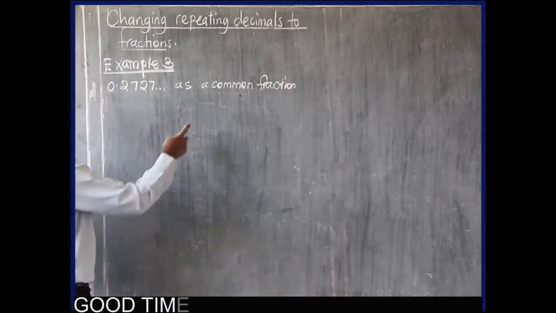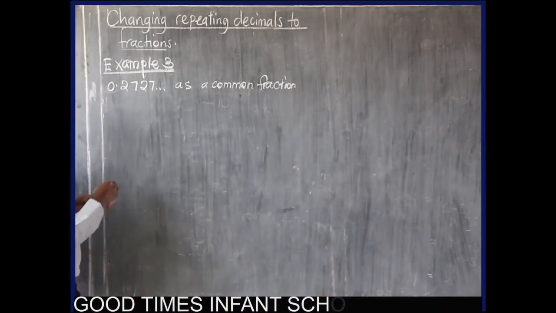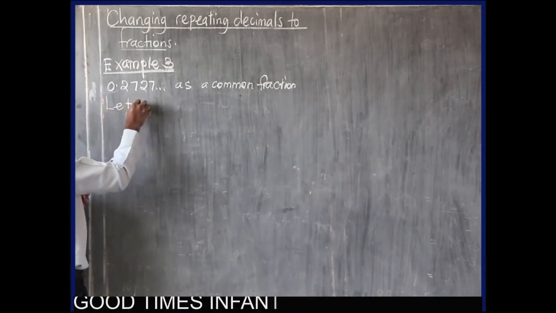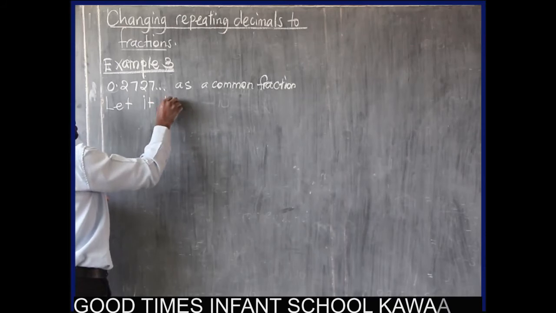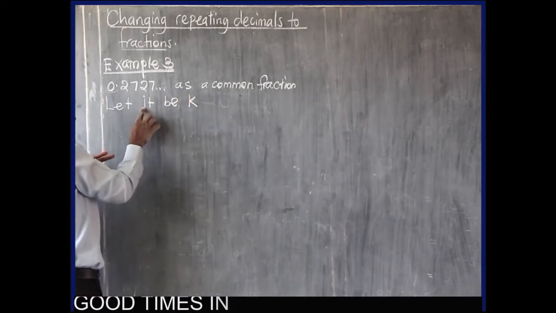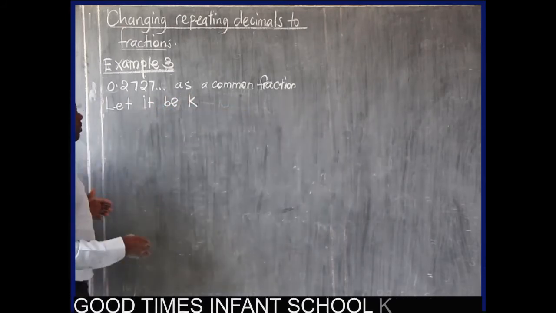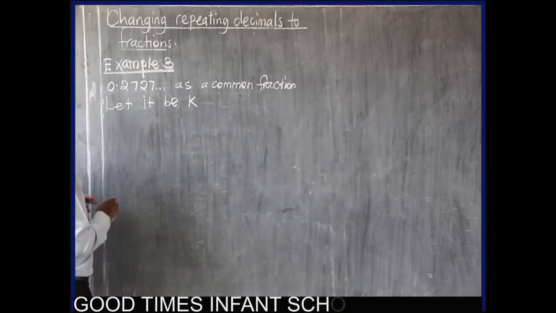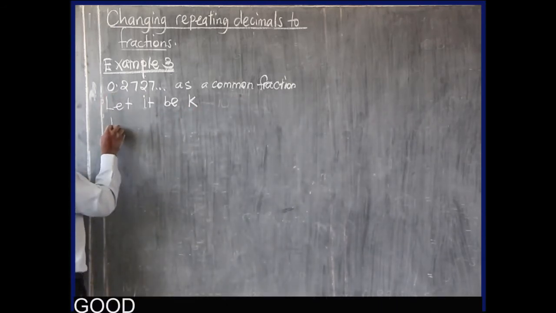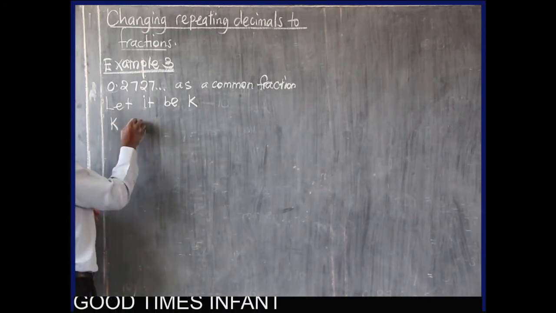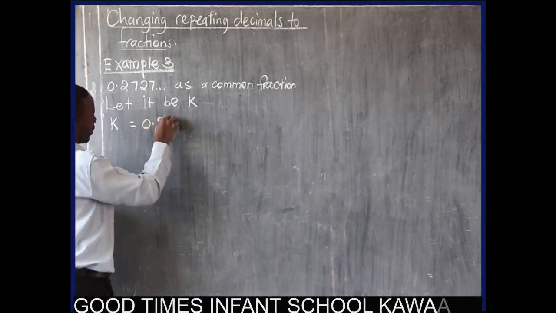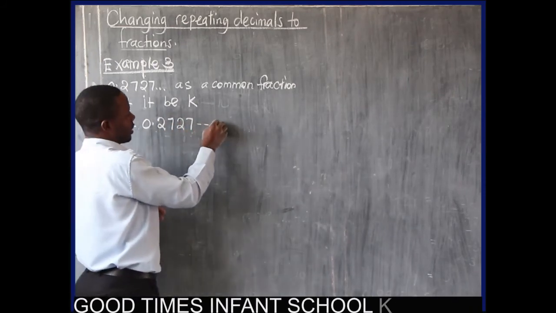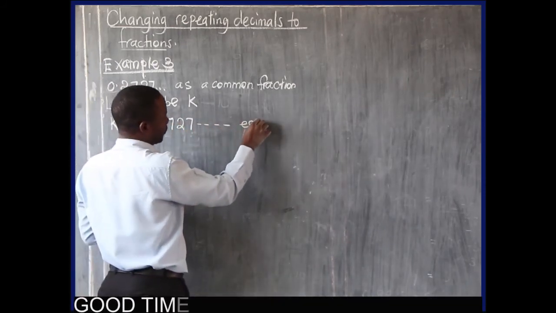So we shall now let this common fraction be k. Let it be k. I have considered it to have a common fraction. From English, you can use many words to replace one word. So this k will come from this fraction. This is k equals 0.2727 recurring. This is our equation 1.